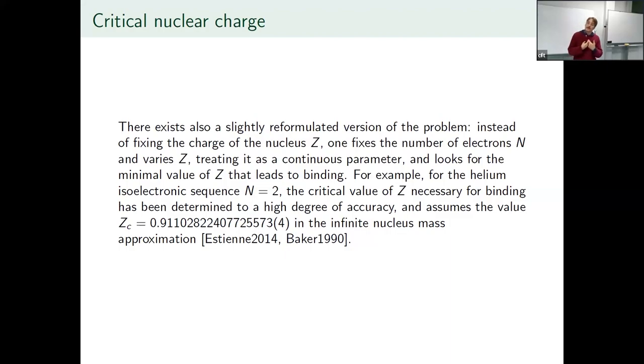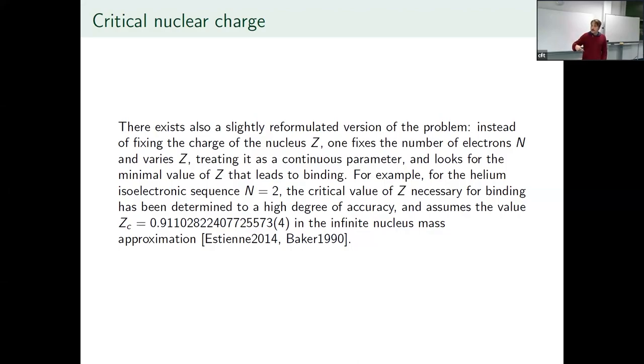And this is something that you can effectively compute using quantum chemistry methods. And you see that for this helium isoelectronic sequence, so this has two electrons, this has been determined to be this number. So you see it has been determined to quite a high degree of accuracy, which maybe points out that serious people were using serious methods to determine this for the sake of this problem. And this is again in the infinite nucleus mass approximation. So that's the critical nuclear charge.